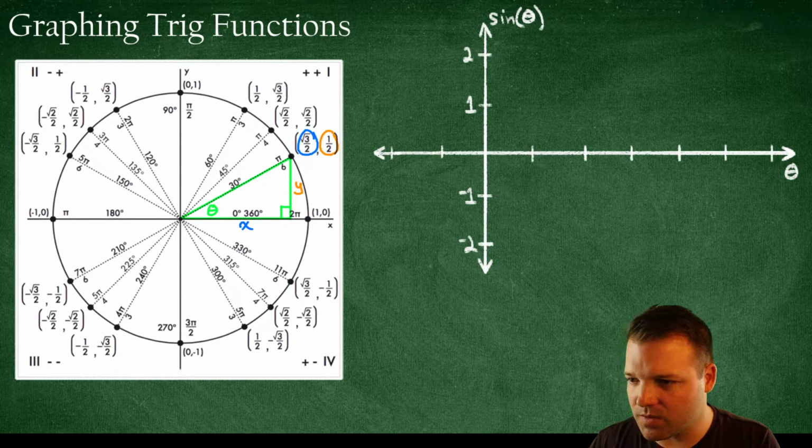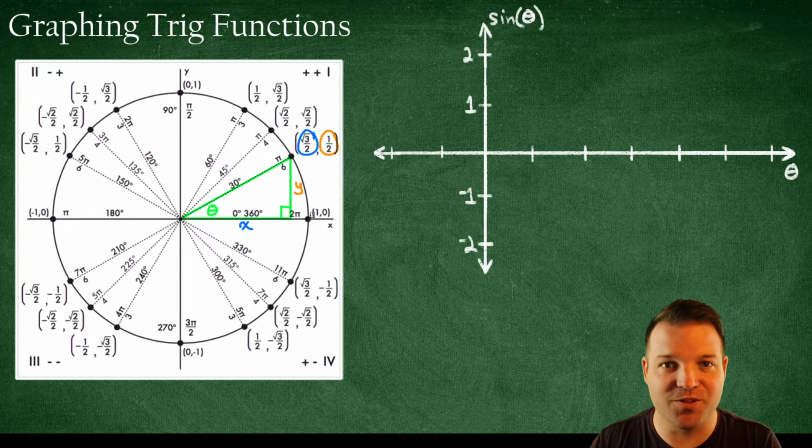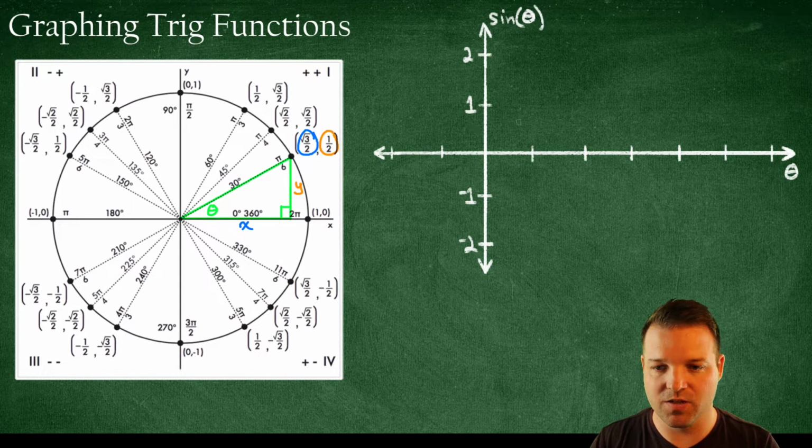Oh, there we go. All right, so I don't know why I couldn't write there for a second. Anyway, so we're looking at this point right here. So what is the sine at the angle 0? Well, that is 0, right? The y value is 0 in that case. So I'm going to go ahead and put in this point at 0, 0.